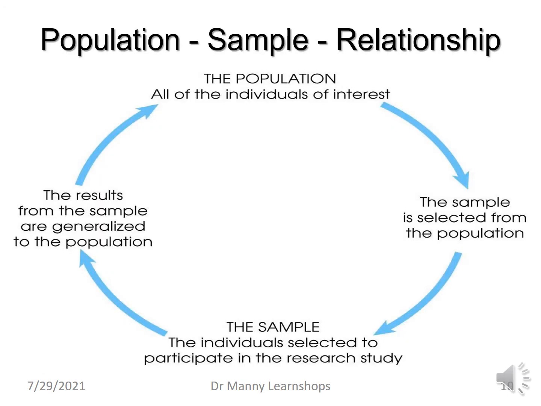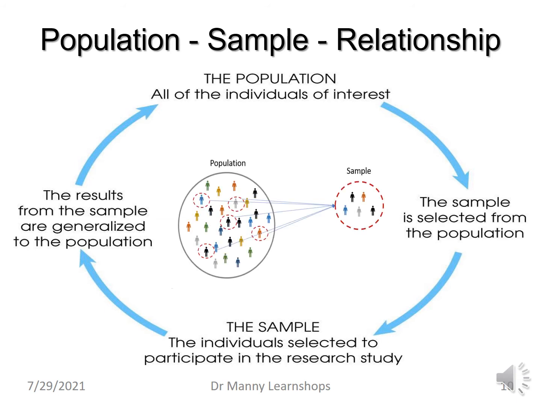So when we look at a population and a sample, what's the relationship? A population, all the individuals of interest. The sample is selected from the population. The sample are the individuals selected to participate in the research study, and the results from the sample are generalized to the population. Sample from the population. Population generates the sample.